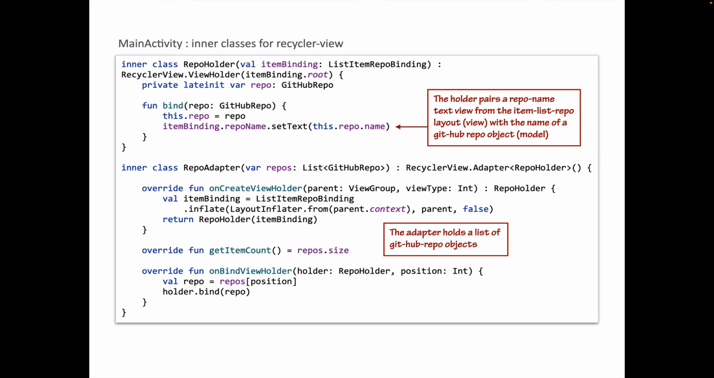The holder and adapter are fairly simple. The holder sets the text of a list item in the recycler view to the appropriate text from the model, and the adapter holds a list of GitHub repo objects.